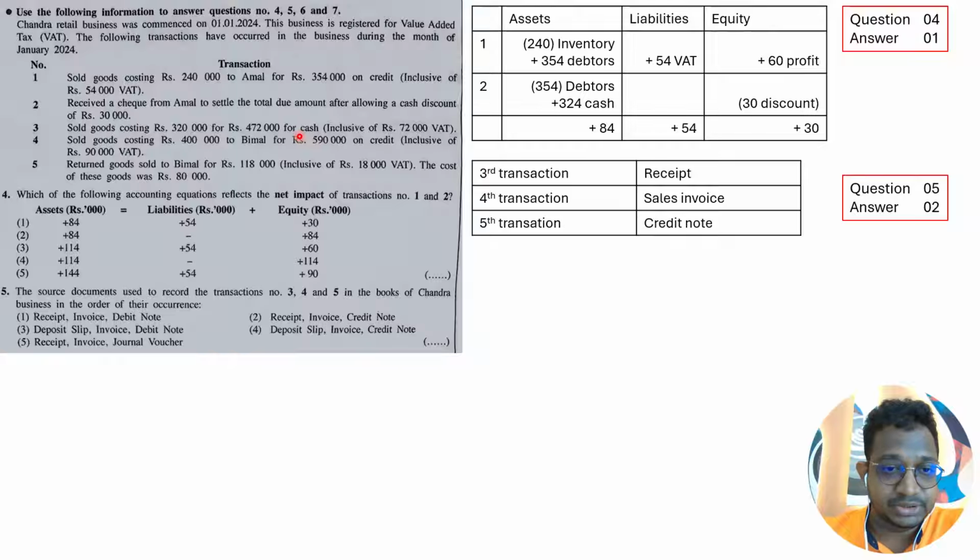Fourth transaction: sold goods costing 400 to Bimal for 590 on credit. So here you are selling the stock on credit, and the credit sales source document is the sales invoice. And then they are returning goods back to us. For credit sales returned to the business, the source document is the credit note. So the correct answer should be answer number 2.